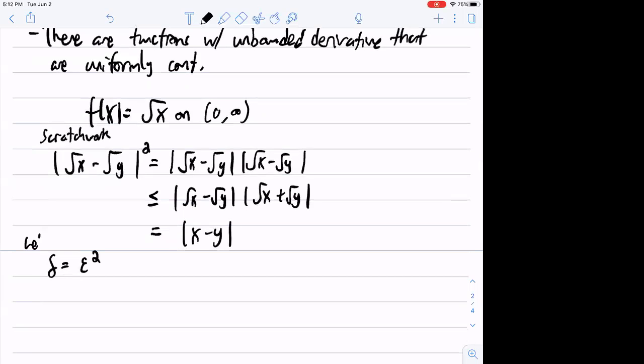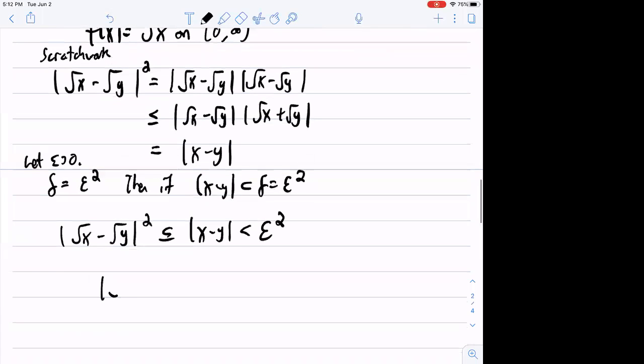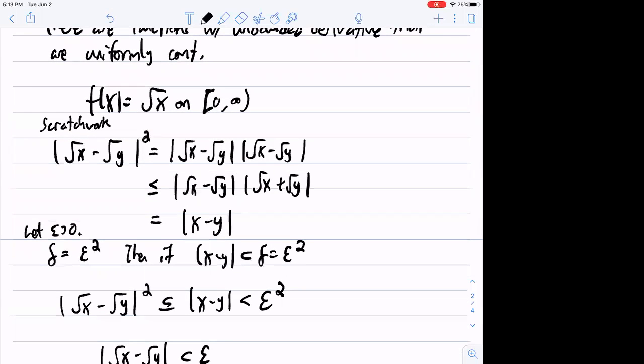Because, let epsilon be bigger than 0, then if |x minus y| is less than delta, which is epsilon squared, you have root x minus root y, squared. From our scratch work, less than this, which is less than epsilon squared. So if you square root, you get that it's less than epsilon, right? So this function is uniformly continuous, and I could have just made this include 0. I don't think it matters.